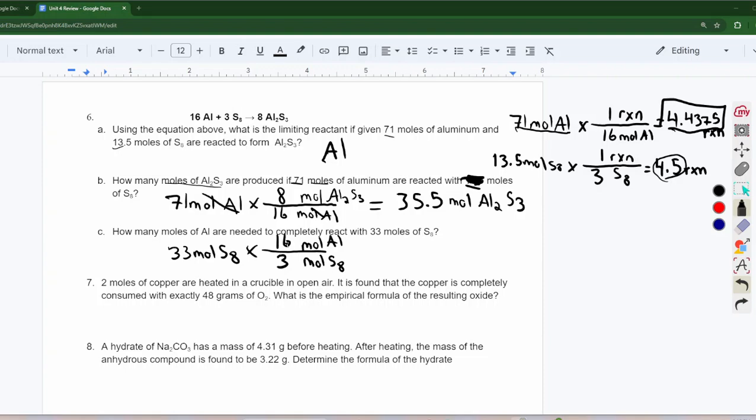Now, if this is confusing to you, how does this make any sense? What I'm saying is I have 33 moles of S8, and for every 3 moles of S8 I use in a reaction, I need 16 moles of aluminum. Like for every 1 slice of cheese, I need 2 slices of bread, so that I can make this product. So how many slices of bread do I need? How many moles of aluminum? I calculate this out: 33 times 16 over 3, and I'm going to get 176 moles of aluminum. And that number makes sense, 33 to 176. That number makes sense.